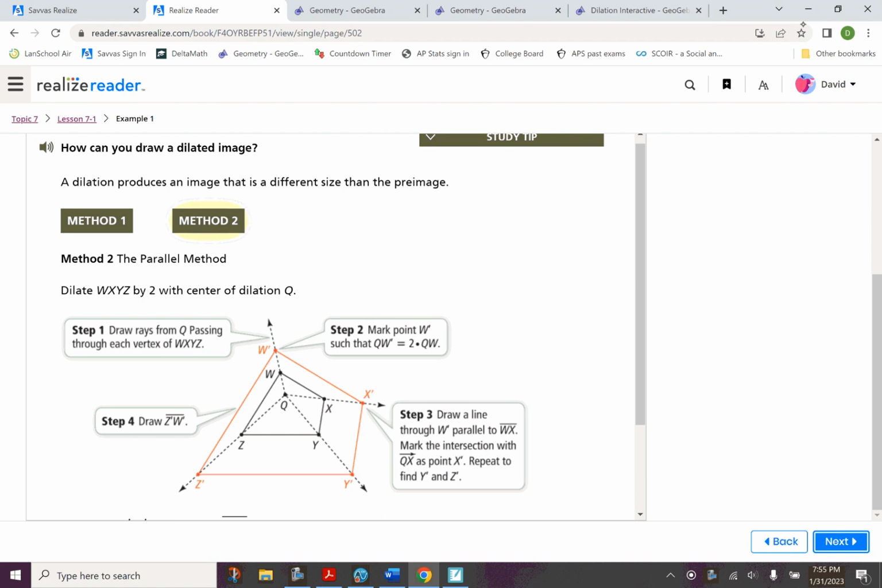Method two, I think, is a bit trickier. It again starts by drawing rays. So in this case, centered at point Q, the dilation has a scale factor of 2. So we draw ray QW, QX, QY, and QZ. The first part there to figure out a vertex is going to be the same as before. We measure the distance from Q to W, multiply that distance by the scale factor, which in this case is 2, and measure that distance from Q on ray QW. That'll tell us where W prime is.